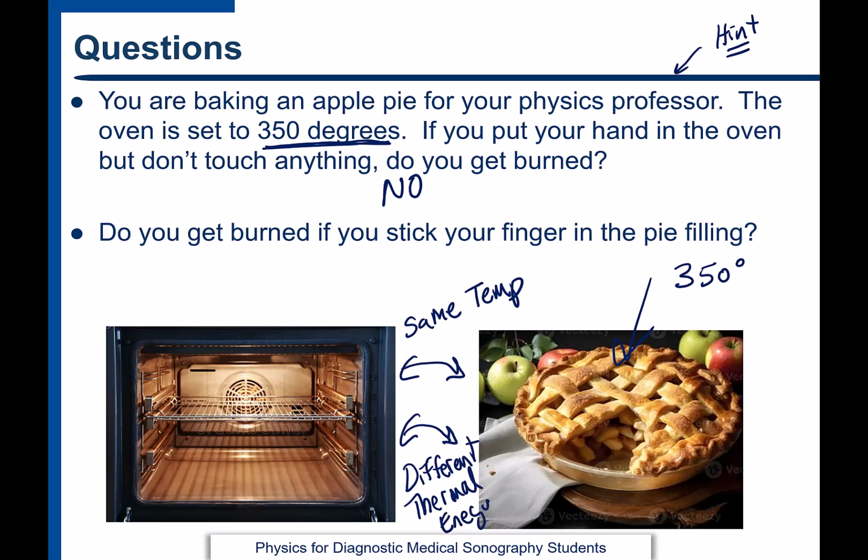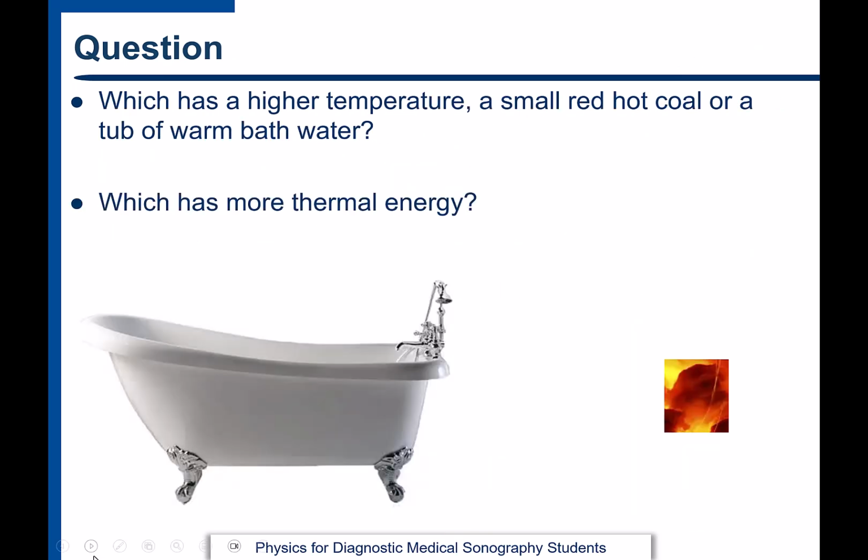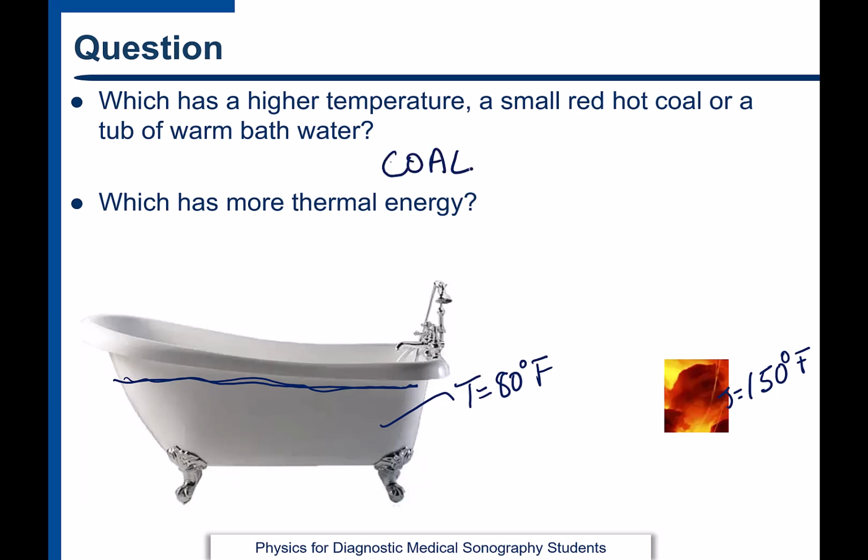Okay, so let's look at another example. Which has a higher temperature, a small red hot coal or a tub of warm bath water? Well, that's pretty obvious. Let's say that our little red hot coal over here is maybe 150 degrees Fahrenheit. And our tub here we've got filled with water, and it's a nice warm bath, so let's say the temperature is 80 degrees Fahrenheit. Well, clearly the coal is going to be hotter. It's got a higher temperature.